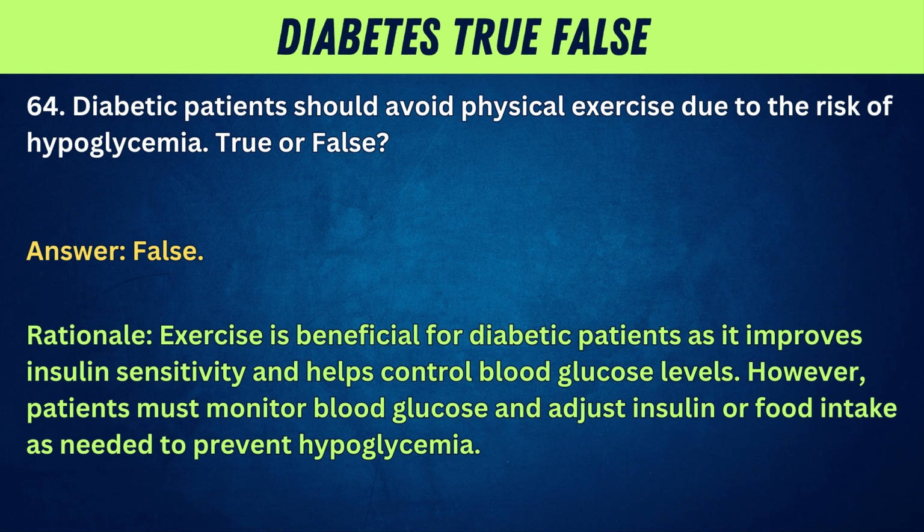64. Diabetic patients should avoid physical exercise due to the risk of hypoglycemia. True or false? Answer: false. Rationale: exercise is beneficial for diabetic patients as it improves insulin sensitivity and helps control blood glucose levels. However, patients must monitor blood glucose and adjust insulin or food intake as needed to prevent hypoglycemia.